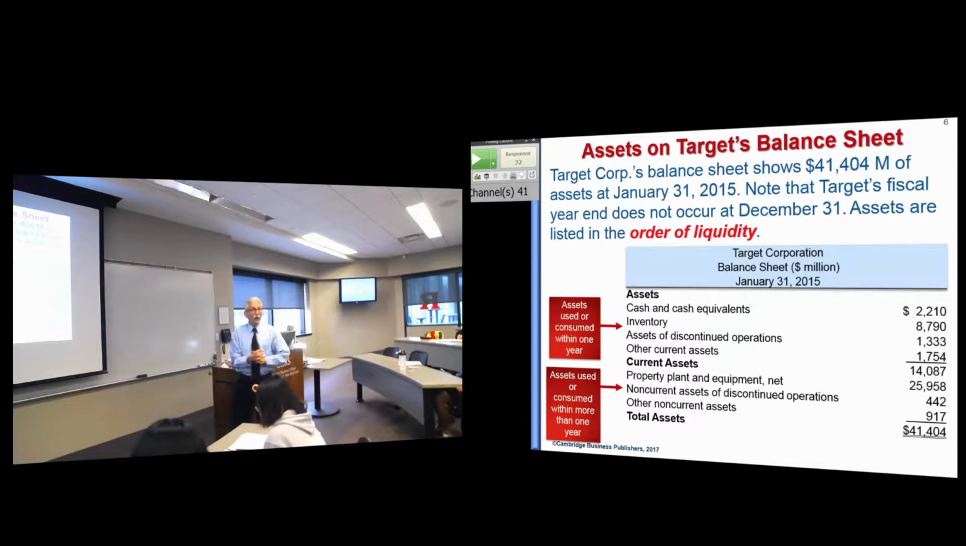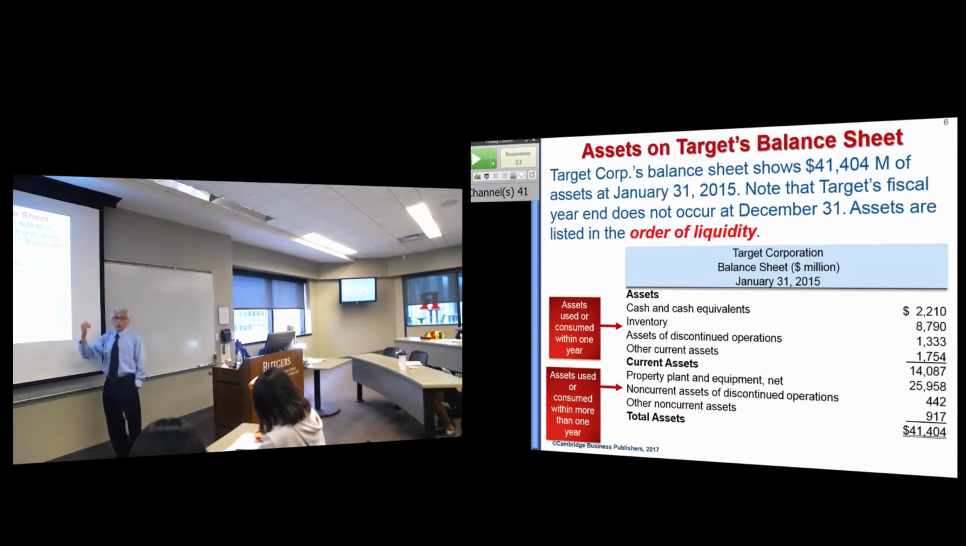Second, inventory: when you sell it, it's probably an easier way to get cash than going to the fourth asset, other current assets. This could be prepaid insurance. Maybe Target paid millions of dollars for insurance in advance. You can't really sell that easily. Or if you paid rent in advance, you'd have to sublease it. It may not be as easy as selling the inventory. So this is what we mean by liquidity.